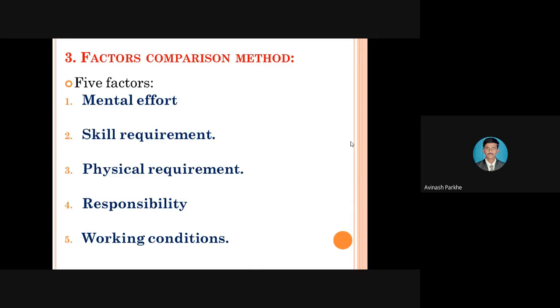A major advantage of this method is that it is mostly used in large organizations. If your company is very big, in such companies this method is mostly applicable because of the number of products we are manufacturing. But some limitations are there, that is it is very time consuming, so we have to compare each and every job with the standard one. So maximum time is required, therefore this method is very time consuming. So this is the third method, called the factor comparison method, in which the comparison takes place during the job evaluation based on these 5 factors.